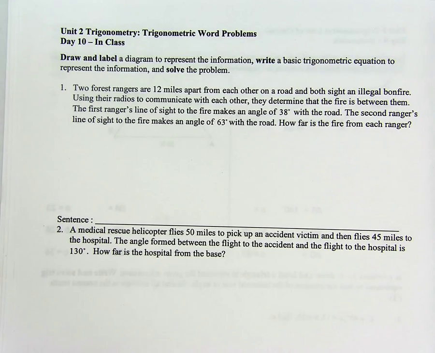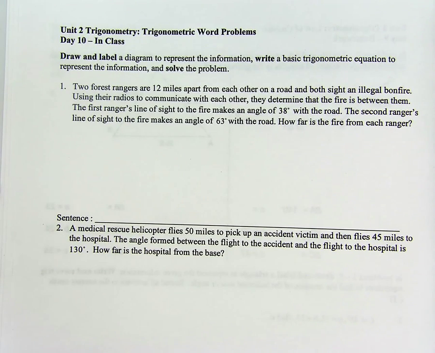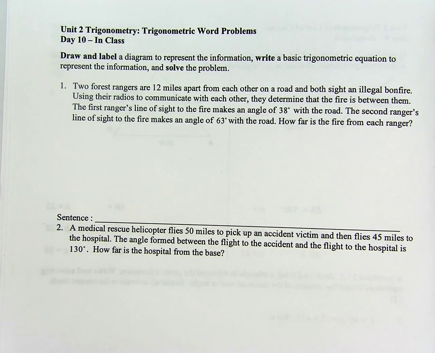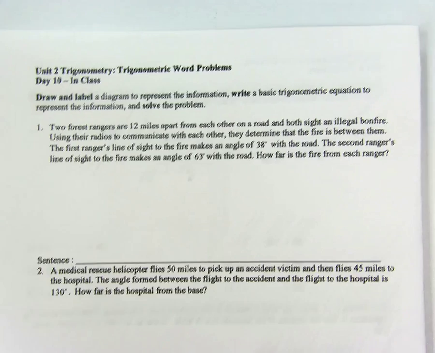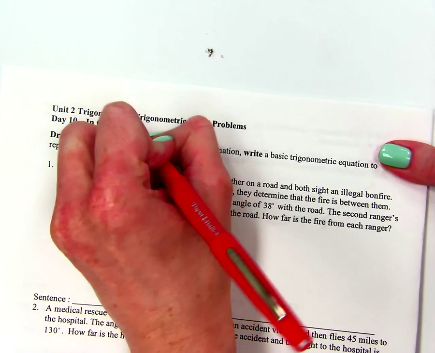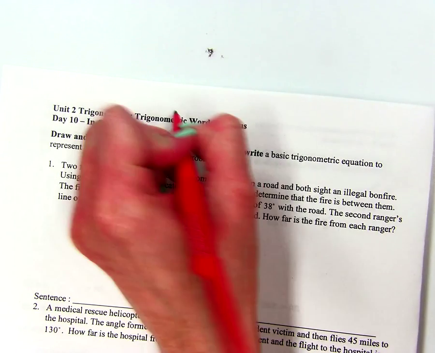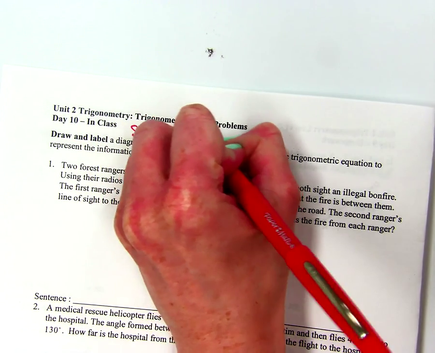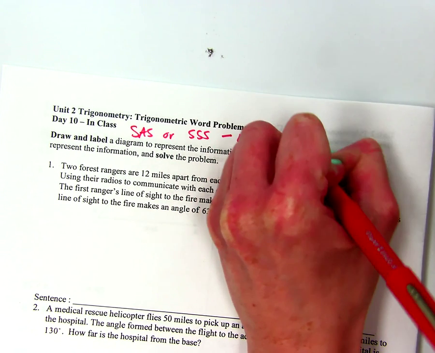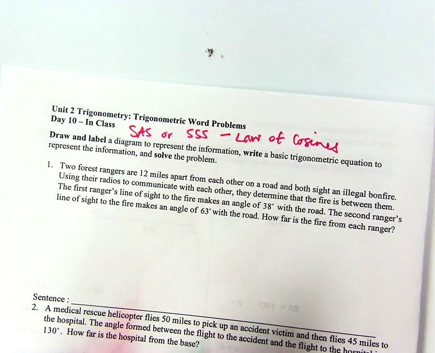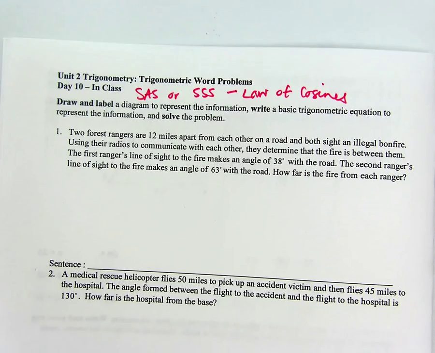Okay guys, we're doing Unit 2, Day 10. So we're going to use the law of sines and the law of cosines for some word problems today. I'm just going to put a little helpful hint at the top up here. When we see side angle side or side side side, that's when it's going to be the law of cosines. Everything else is going to be the law of sines.